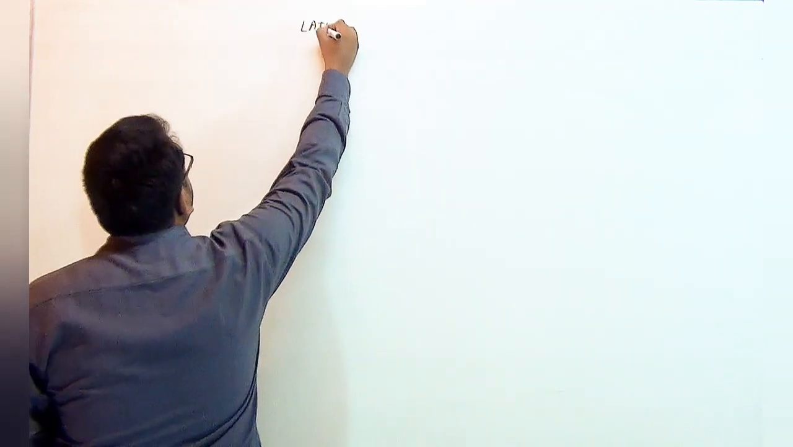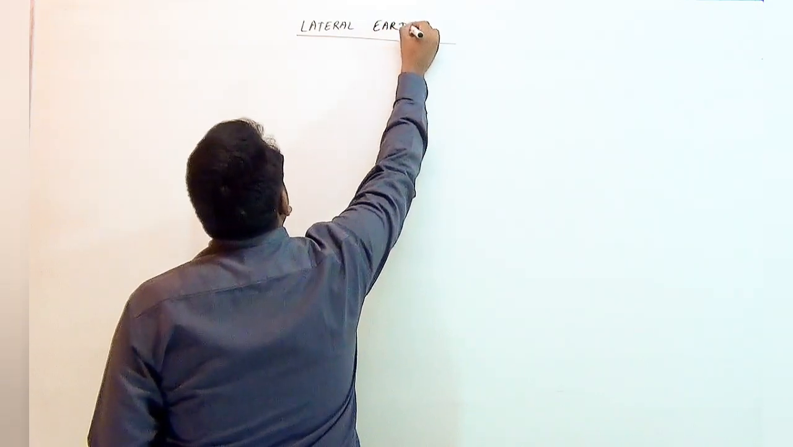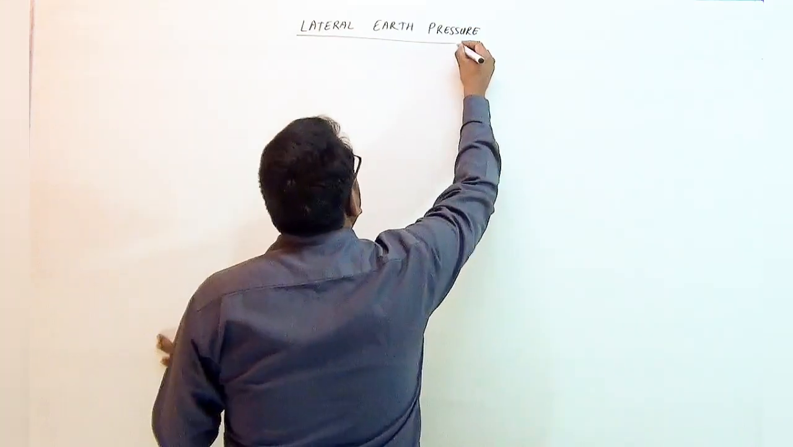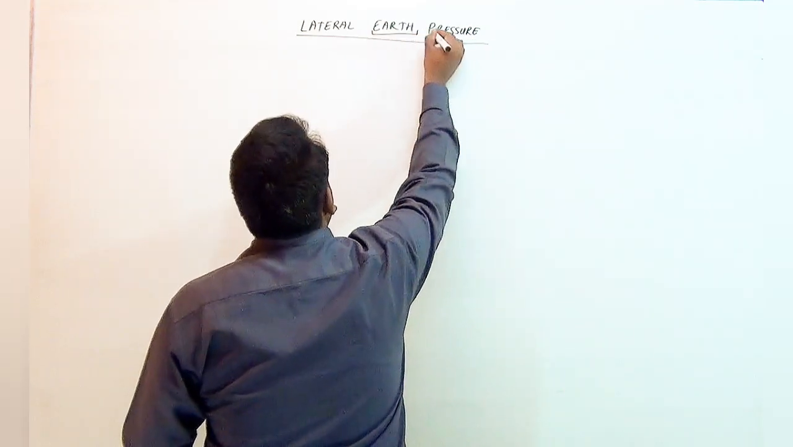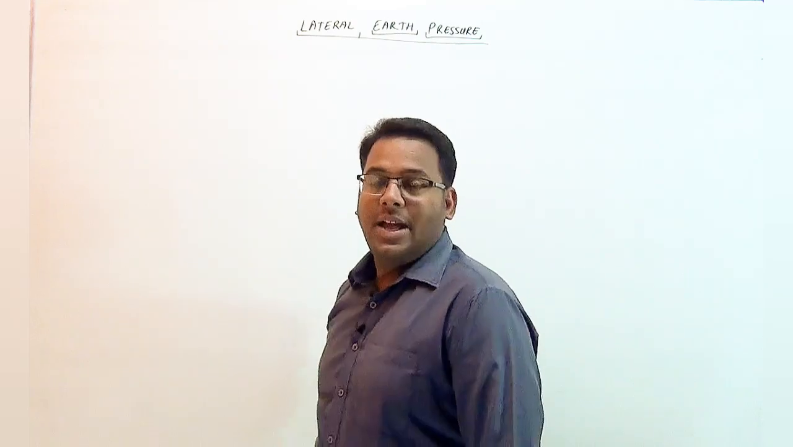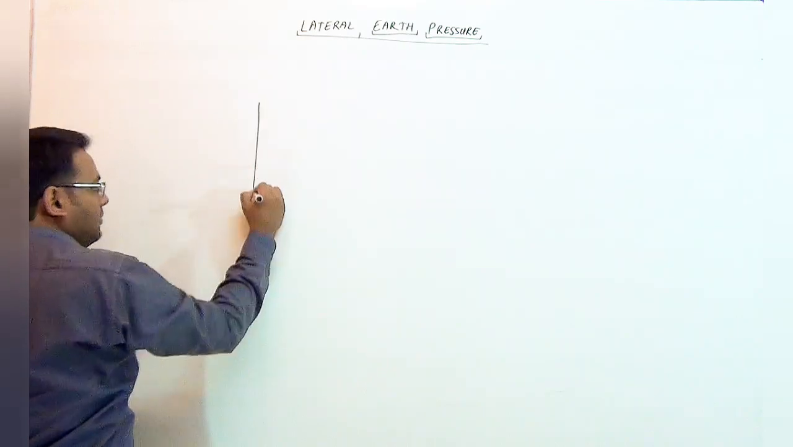So first of all, to start with this chapter, I am taking the definition of the lateral earth pressure. So the topic for today's video is lateral earth pressure. As the name suggests, it is telling us about the earth pressure. Earth means soil and pressure means the force per unit area. But the first word is suggesting the direction of this pressure. That means this is the pressure exerted by soil in the horizontal direction.